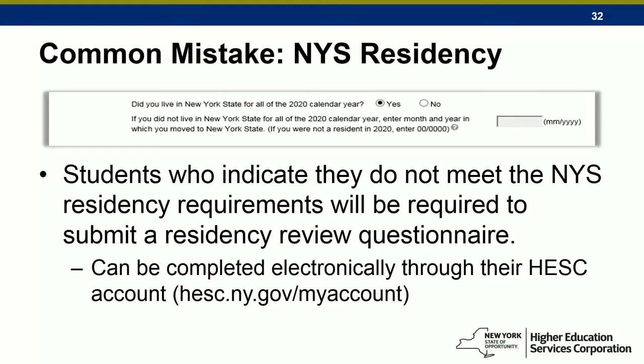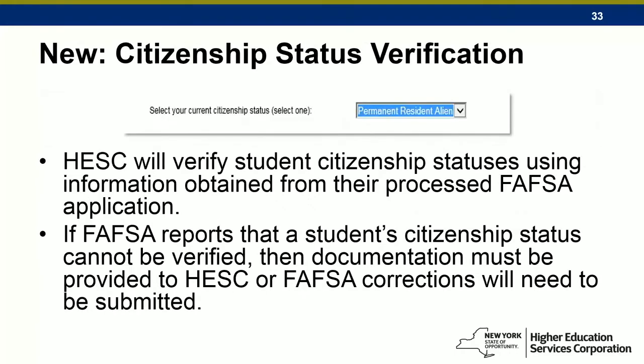Now, what'll happen is they'll be selected for residency review, because we're not going to assume that by the time they start college they'll have their year of residency. So they'll have to complete what we call an electronic residency questionnaire, which can be accessed on their HESC account after their application has been processed and they're brought into this missing information status where we're questioning their residency.